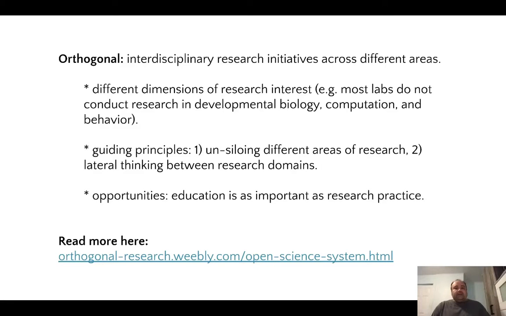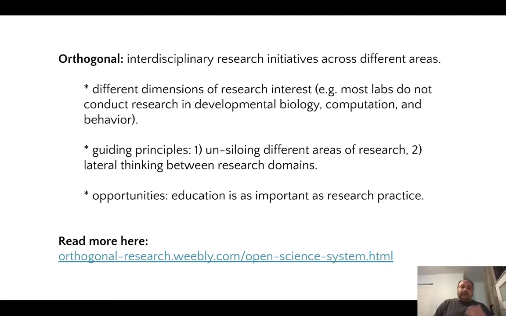So what does that mean? We have different dimensions of research interests. For example, most labs don't conduct research in developmental biology, computation, and behavior. Most departments don't do that. It's a very odd, very unusual combination. If you were to go to a university, you would have to travel all across campus to try to put those things together. But in our lab, we put them together quite effectively.